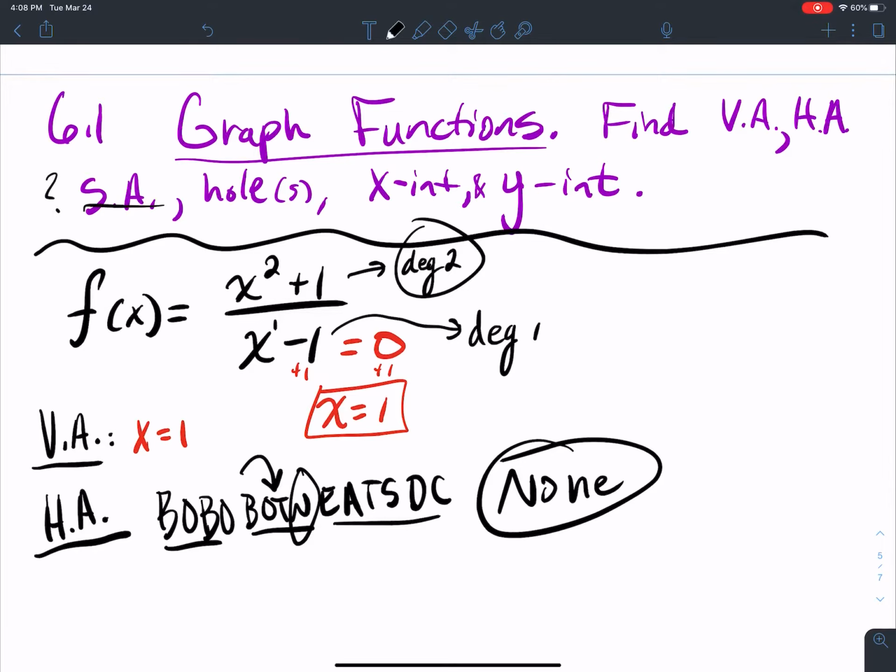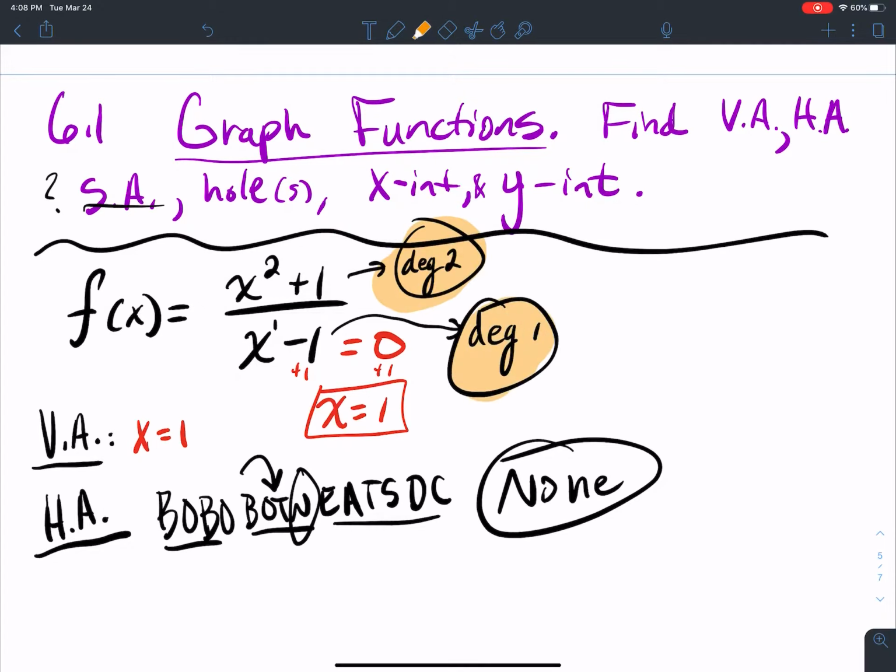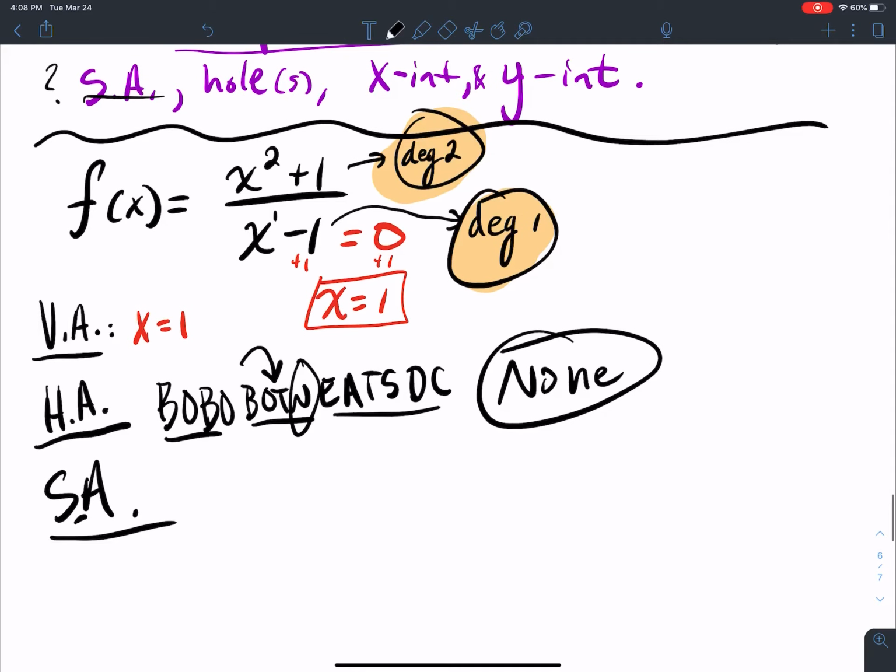Now, slant asymptote. Do we have a slant? The only time you have a slant is when the degree of the numerator is 1 bigger than the denominator. Guess what? That is exactly what we have here. So we do have a slant asymptote. So good problem to see how to find a slant asymptote. We've got to use long division. So x squared plus 1 divided by x minus 1.